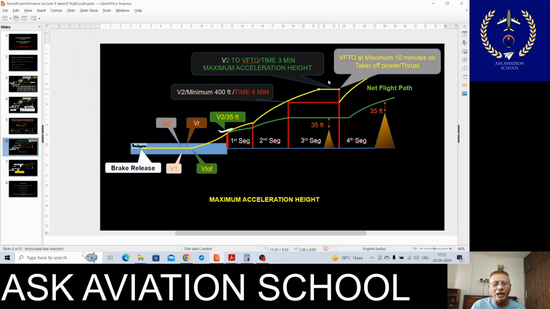You have to level out at maximum acceleration altitude and increase the speed from V2 to the VFTO speed. Otherwise, you will not be able to bring the aircraft back to MCT before the end of 10 minutes, which is the maximum which is required.